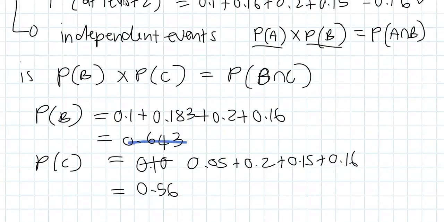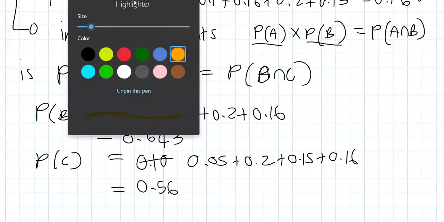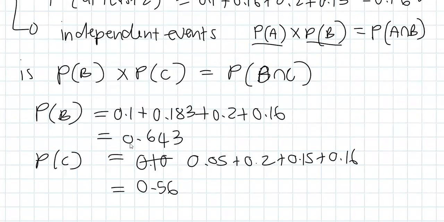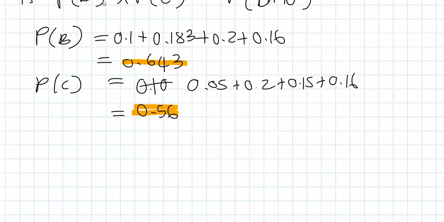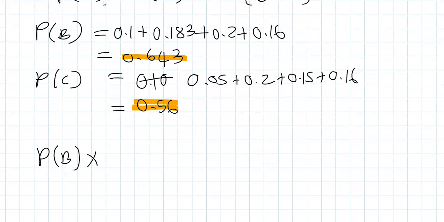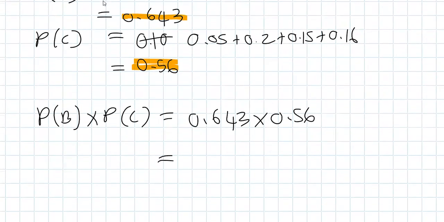Not enjoying this highlighter tool. Let's see if I can make it a bit better, bigger. A little bit better. Okay. So let's times those together so we know what P of B times P of C even is. So 0.643 times 0.56. And this gets 0.36, the probability of those two events multiplied together.